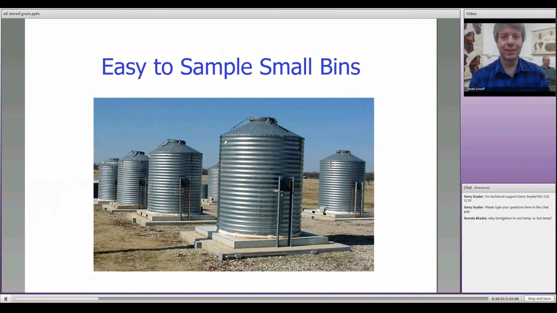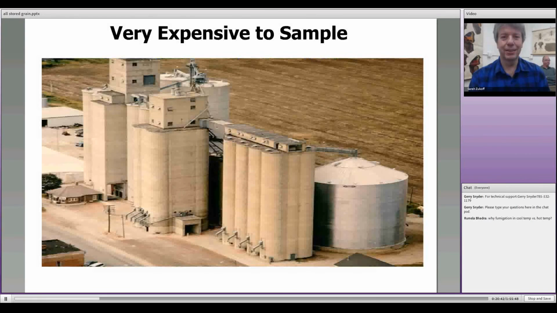We have this example. Here's some experimental bins at Oklahoma State University. They're only holding 100 bushels of grain. This is easy. Not too many people will have this, but if you have seed grain on your farm, if you have grain that you want to keep in good condition for other purposes, this ought to be easy to sample. This is more difficult to sample, okay, our picture from the beginning.